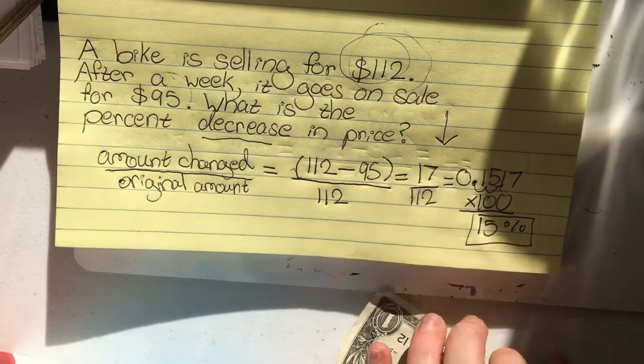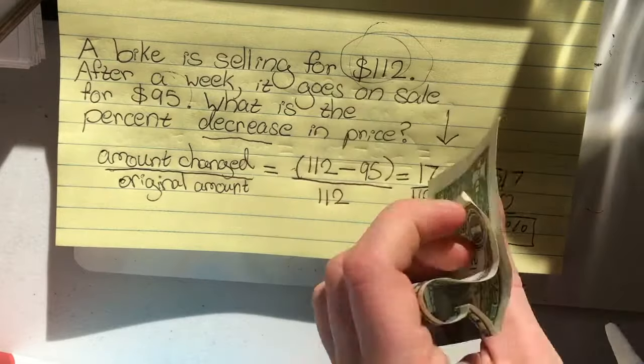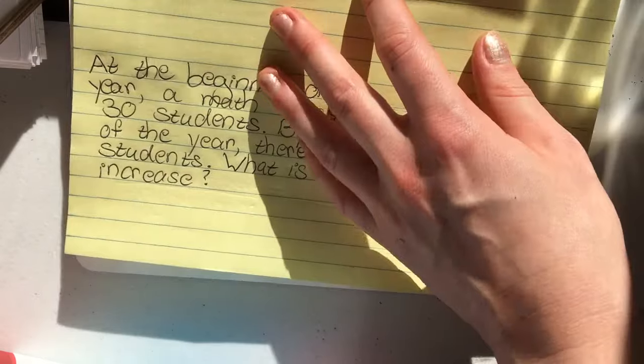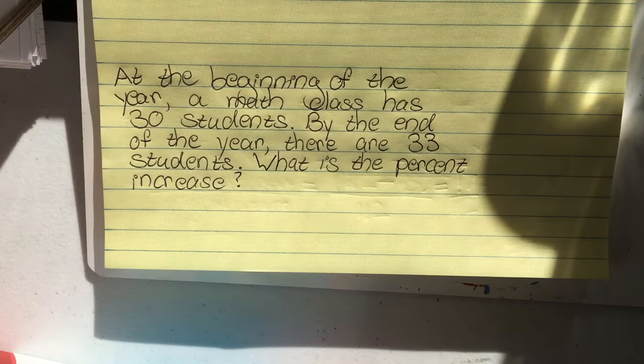Now, these both were money problems, and money is always a great thing to think about, but this can work with anything. People, the amount of donuts, cats, dogs, I don't care, anything. So we're going to do one problem where it's with people, the amount of students in a class. At the beginning of a school year, a math class has 30 students. By the end of the year, there are 33 students. So what is the percent increase?